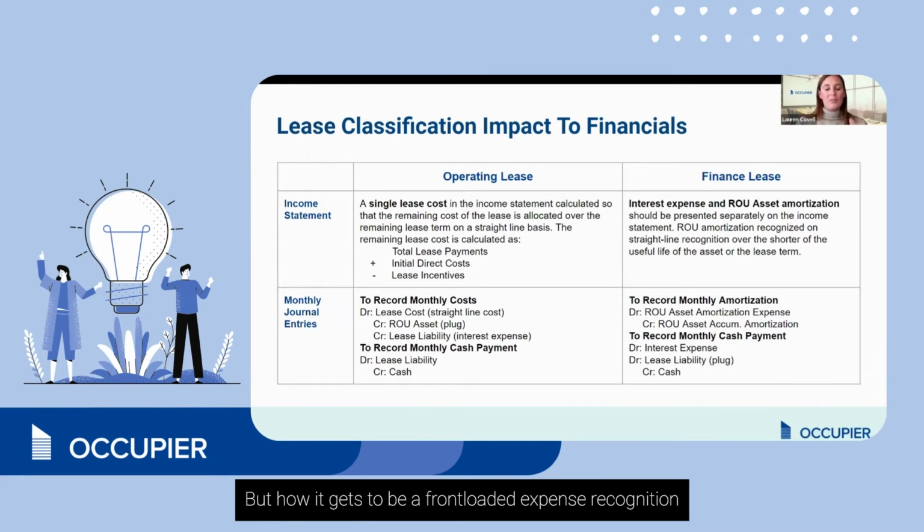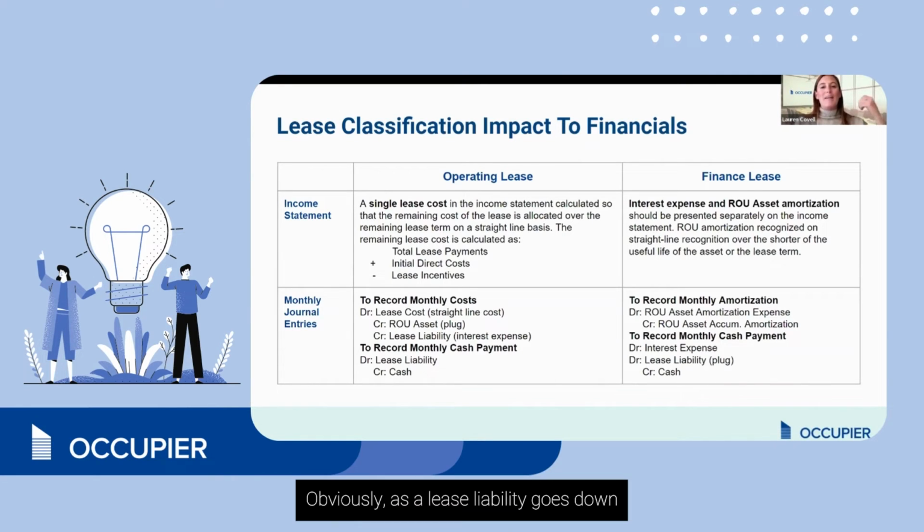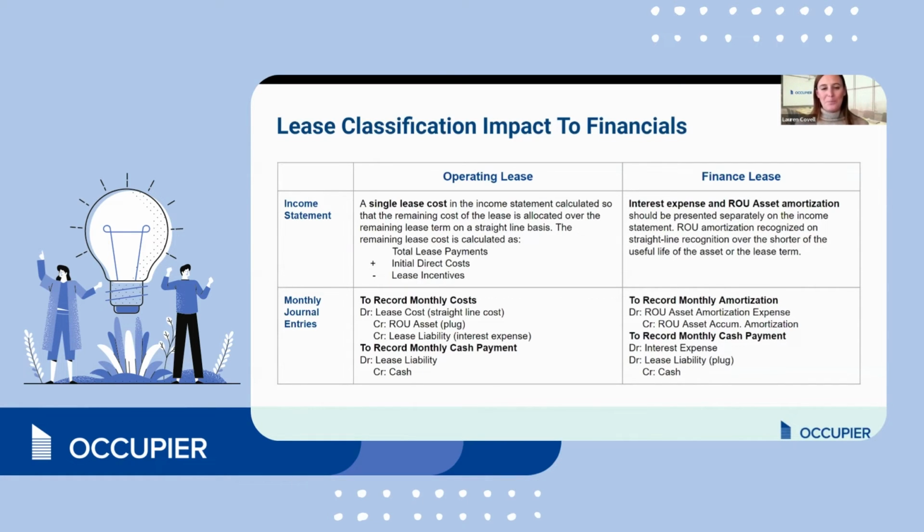But how it gets to be a front-loaded expense recognition pattern is a direct result of the interest expense. Obviously, as the lease liability balance goes down over time, as does the interest expense.